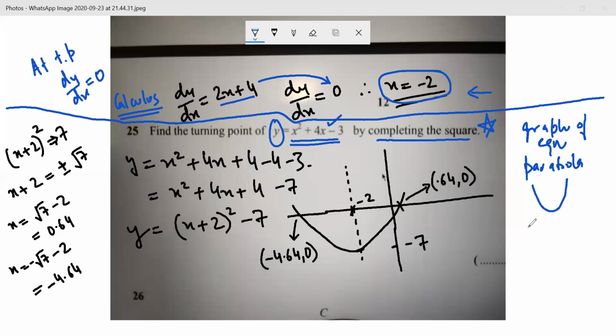If the coefficient of x square is negative, so for example, if it is something like minus x square plus something, then it will be a parabola, but it will open in the downward direction. Any doubt, Mr. Rudra? No, sir.